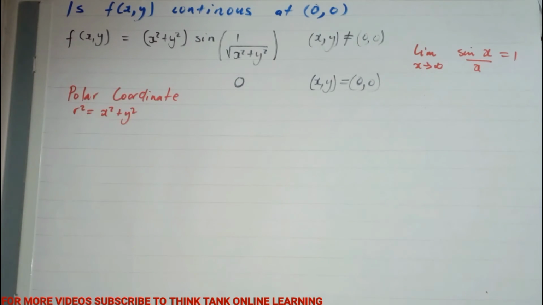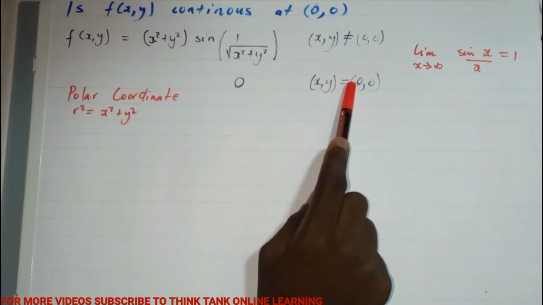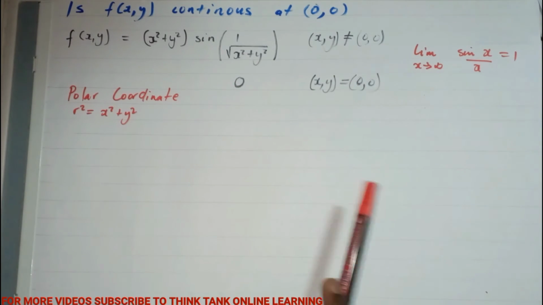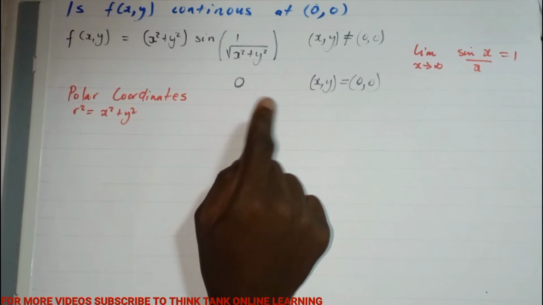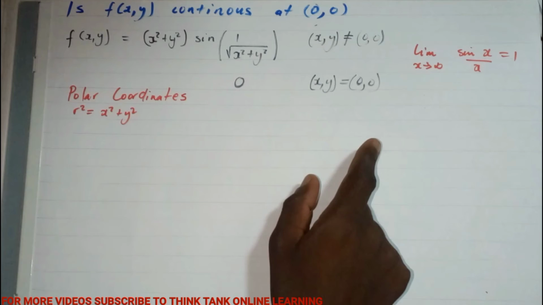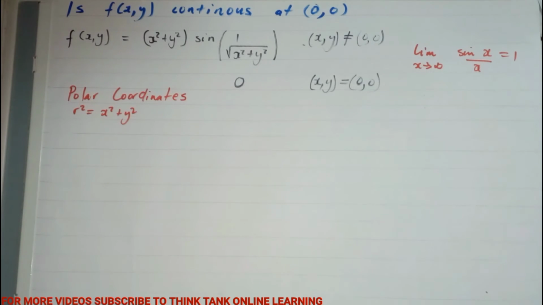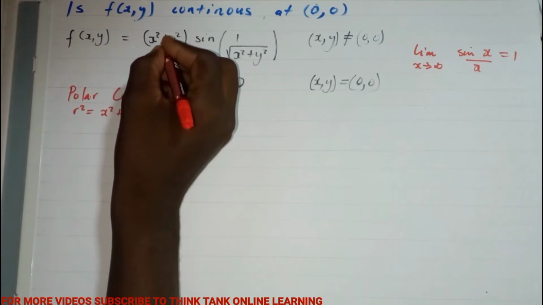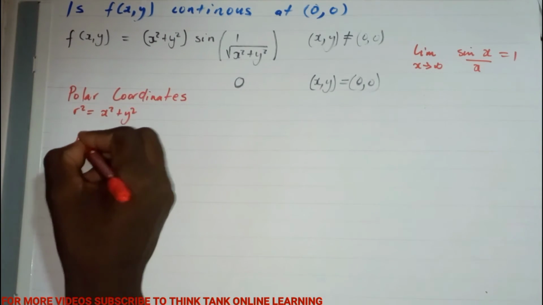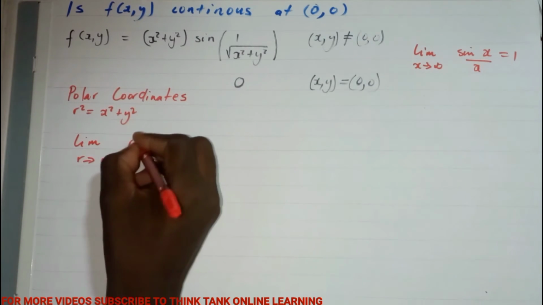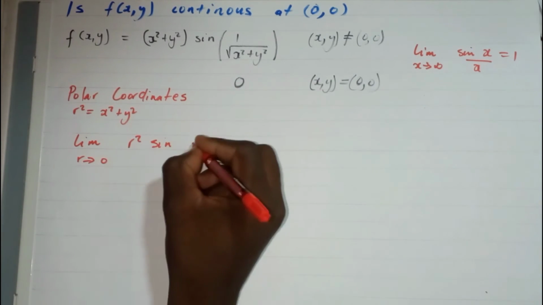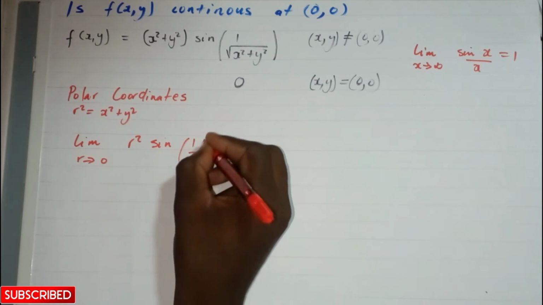This function should be defined at the origin. So as you can see, it is defined at the origin. Then the limit at this point should exist, and I'm going to calculate the limit. Then the limit at this point should be equal to the value at which the function is defined. So instead of writing x squared plus y squared, I'm going to say the limit as r approaches 0 of r squared sine 1 over r.